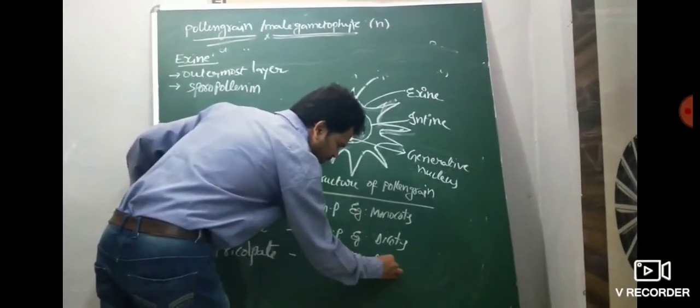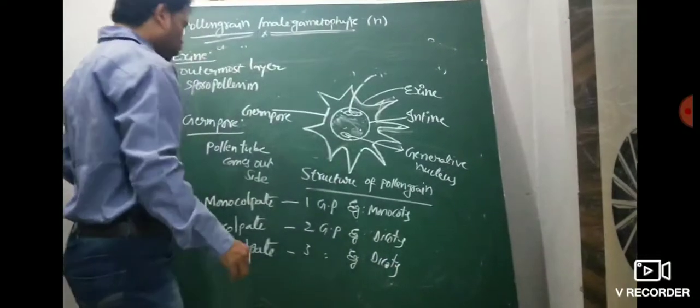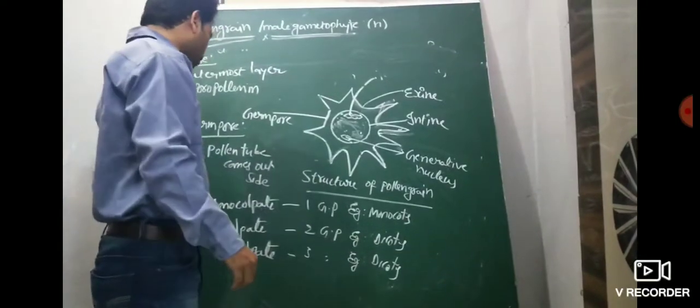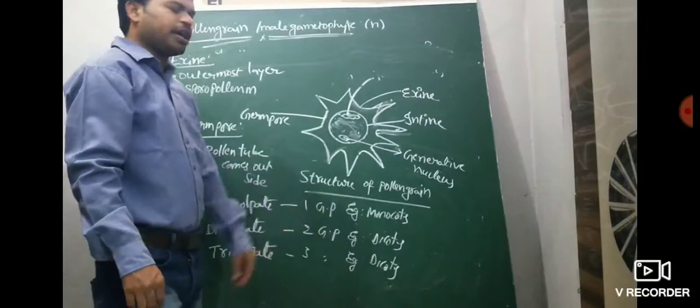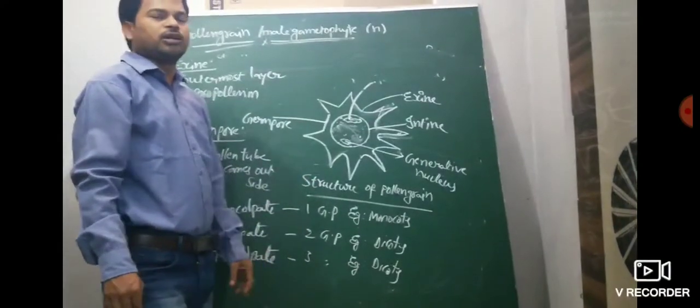Dicots only. So monocarpate example, monocots. Dicarpate and tricarpate example, dicots only. This is nothing but germpore.